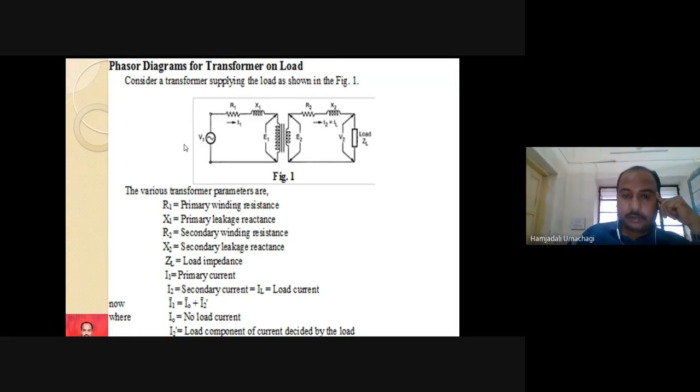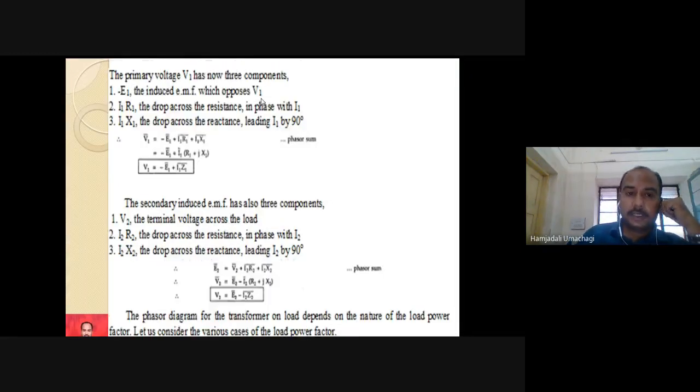So now for this circuit diagram, you need to write the KVL equation. As I told you, E1 is going to oppose V1, which means a negative sign will appear, right? So for this first loop, you apply KVL on the primary side. Similarly, on the secondary side, you apply KVL, that is Kirchhoff's voltage law. Okay, now let us see the things.